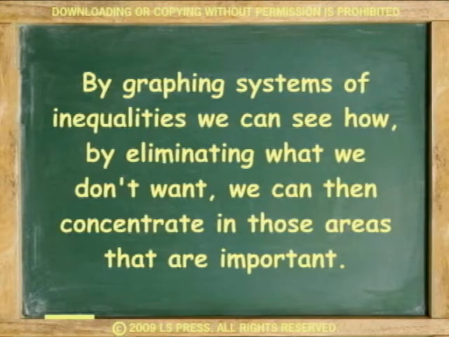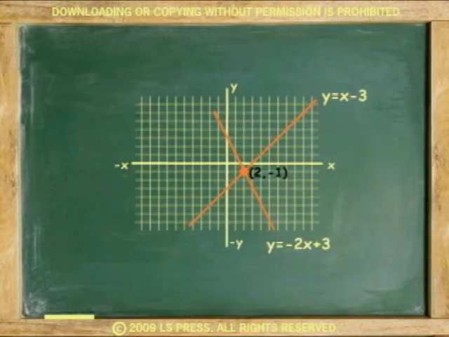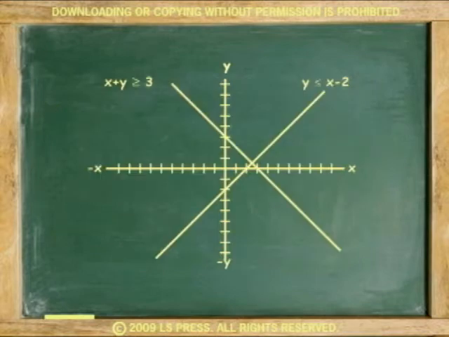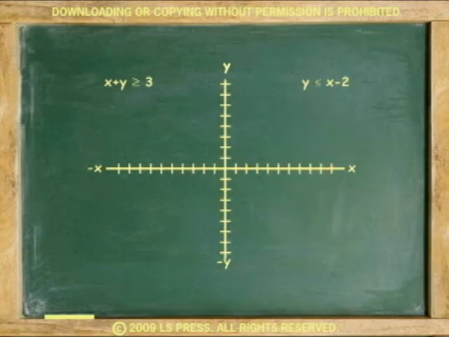By now you are aware that the solution to a system of equations is the point where the lines meet. And now you should also know that the solution to a system of inequalities is not a point, but a region surrounded by the lines that the system of inequalities represents. For example, find the solution to the inequalities x plus y is greater than or equal to 3 and y is less than or equal to x minus 2.